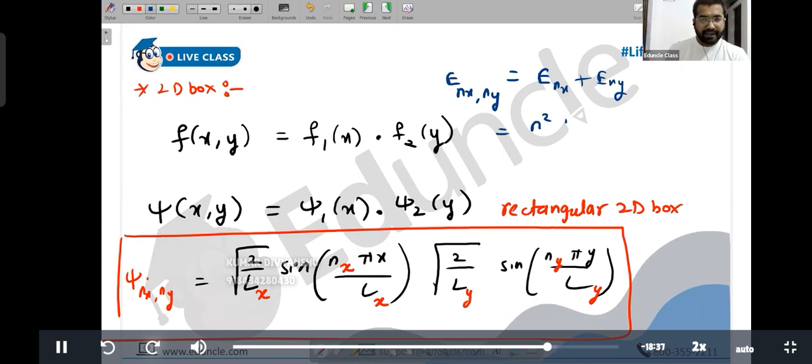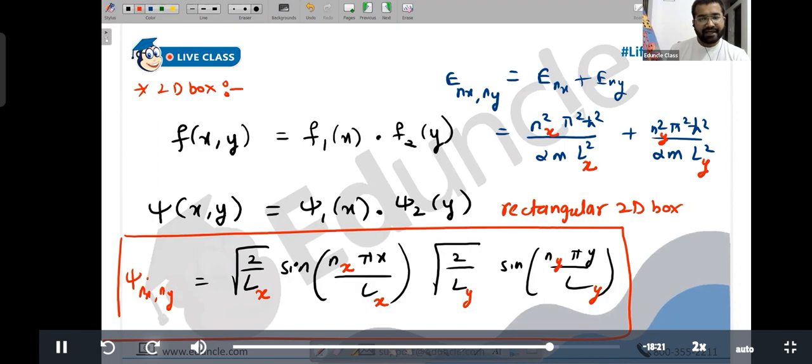Be very careful. Have a look. n square pi square h bar square upon 2 m L square. Here also I can write n square pi square h bar square upon 2 m L square. But you have to write nx square, you have to write Lx square, you have to write ny square, and you have to write Ly square. Clear, people? Let me know if you have any questions.